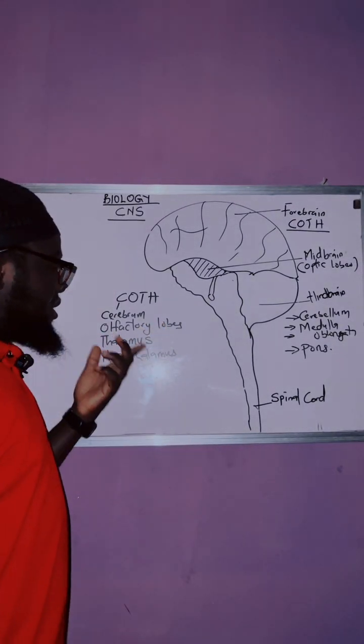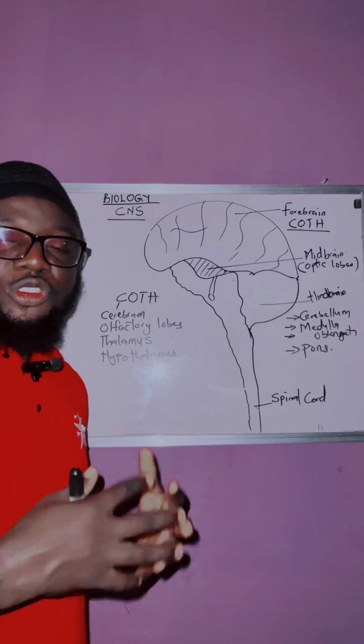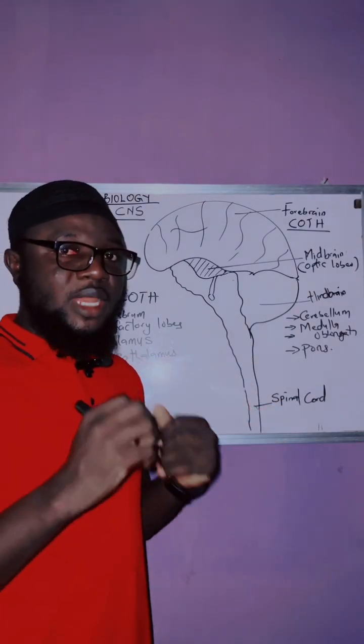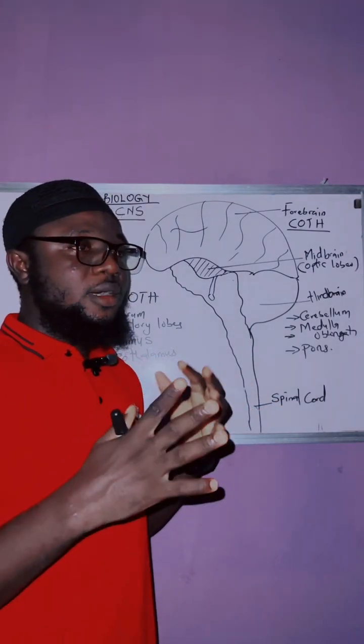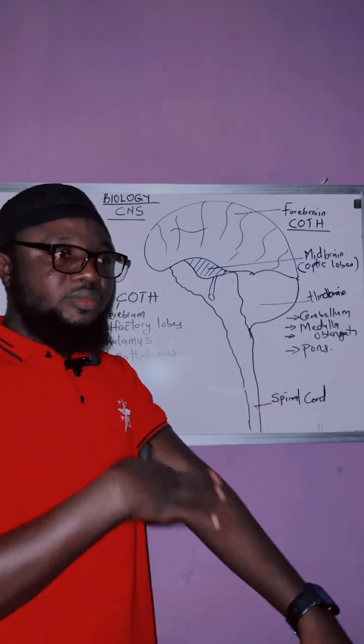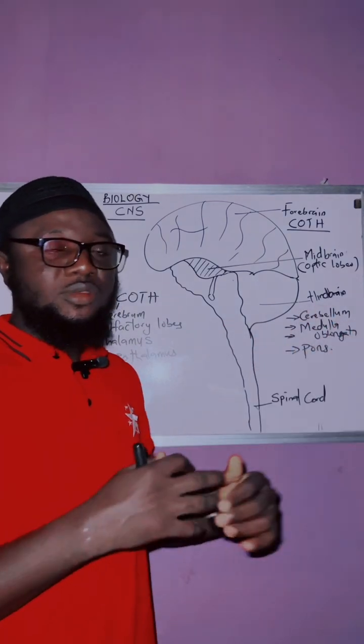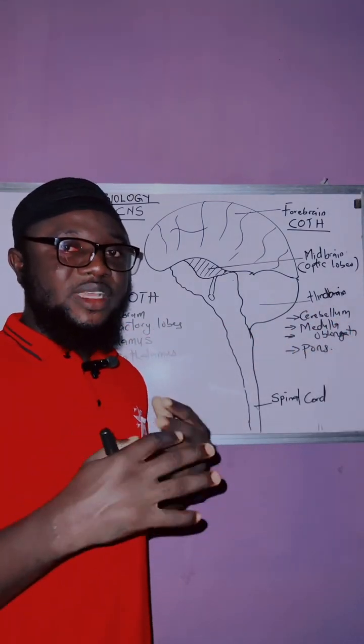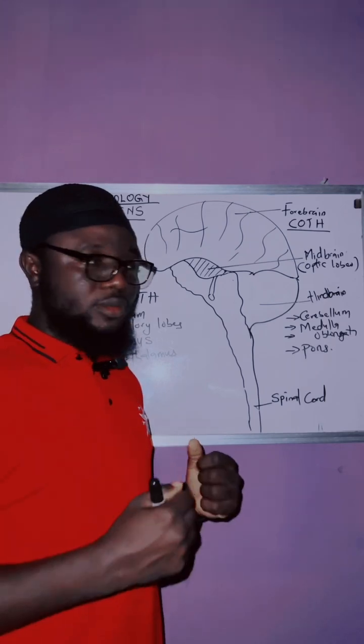Then the next one is the thalamus. So thalamus controls the sense of touch. If someone has an accident now and that person cannot respond to touch again, that means the part of the brain that has been affected is the thalamus.